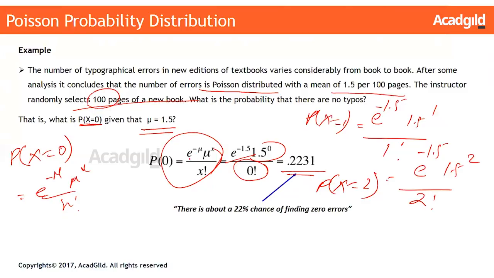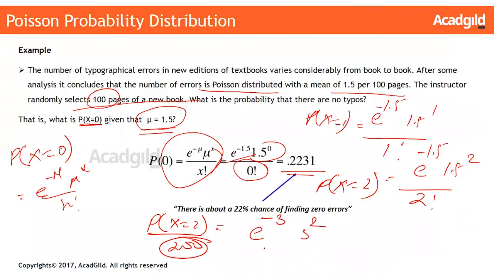So when I do this, my mean for 200 pages becomes 3 instead of 1.5. So probability x equal to 2 for 200 pages would be e raised to minus 3, 3 squared divided by factorial 2. I hope that is clear.